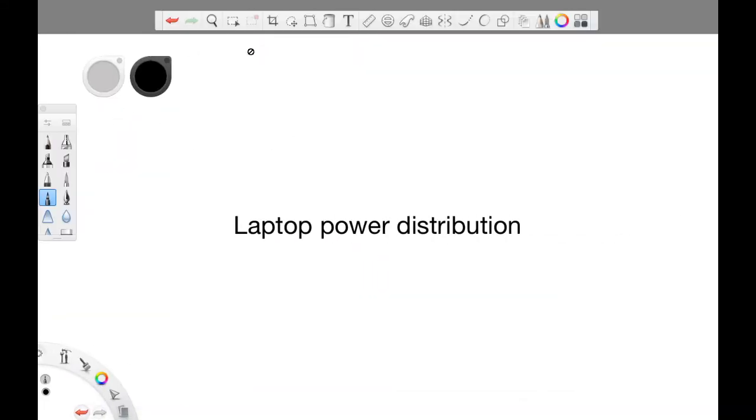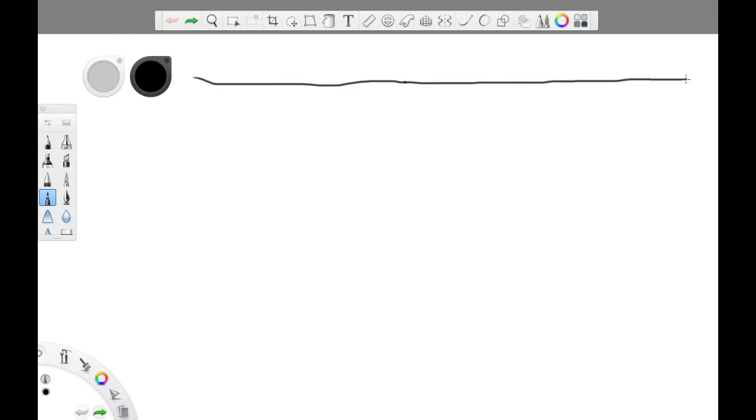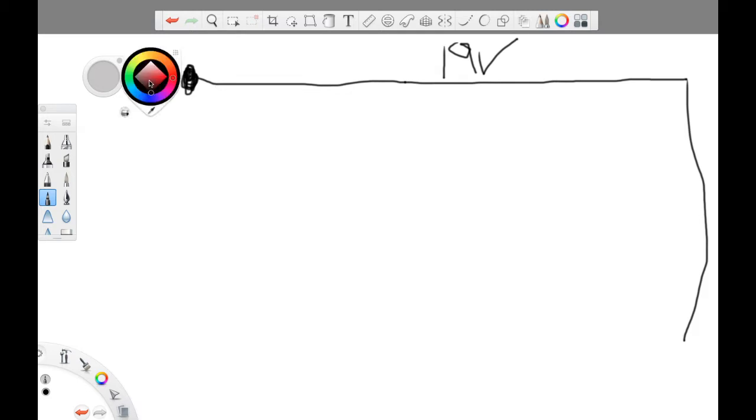Okay, let's go ahead. Okay, this is your 19 volts on your laptop motherboard. Okay, it's all over the board. All right, so it's coming from the charger. This is the charger port. All right, let me show you how this power is distributed all over the motherboard.